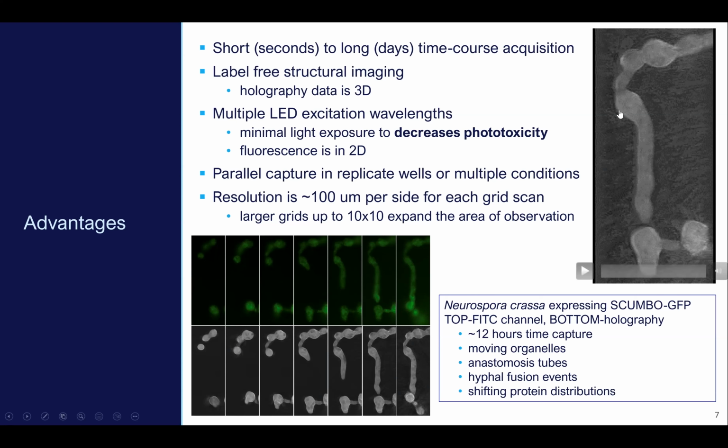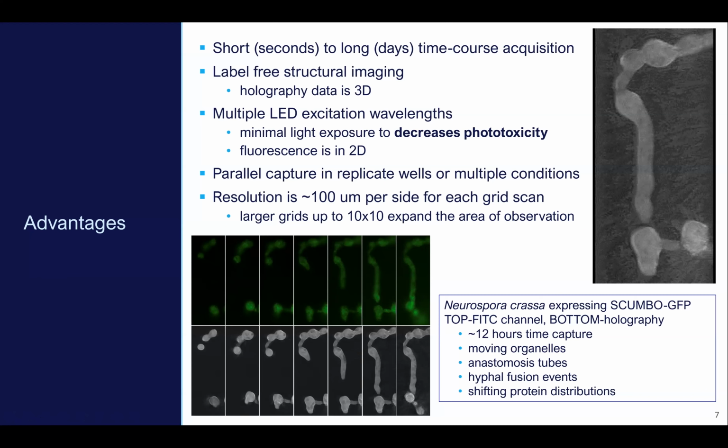This is just a subsection of a grid scan, and I have provided 2 different data types here for you. So this bottom image set here on the left is a series of germinating spore images of Neurospora crassa, and you have 2 different data types. The bottom is the holography data, and the top is a FITC channel that collects a GFP-tagged protein, and I made this strain.